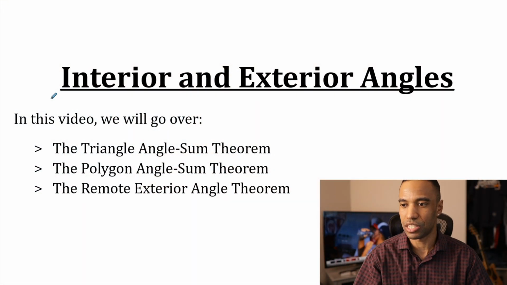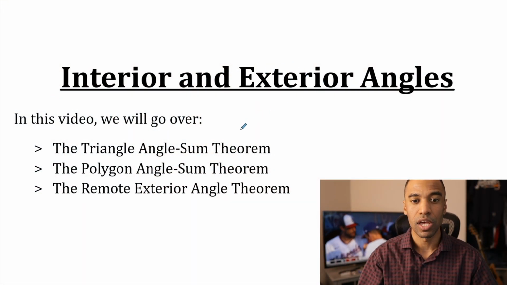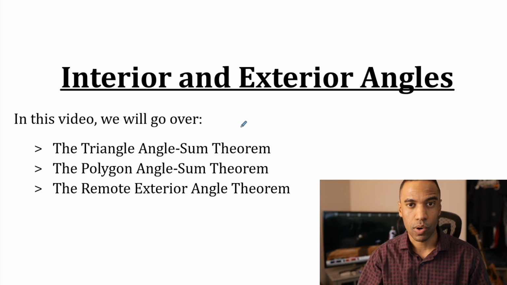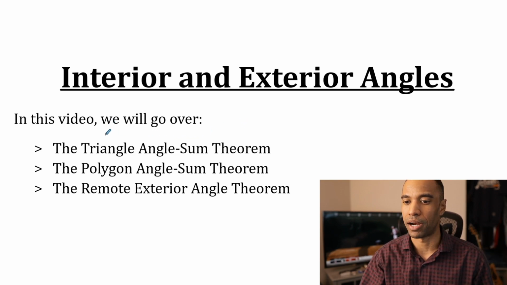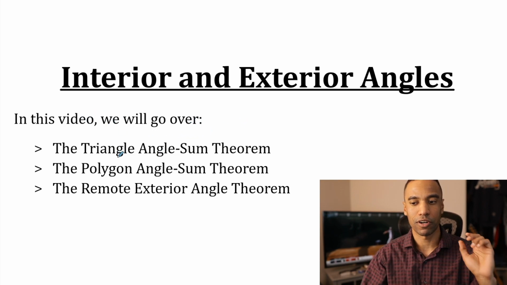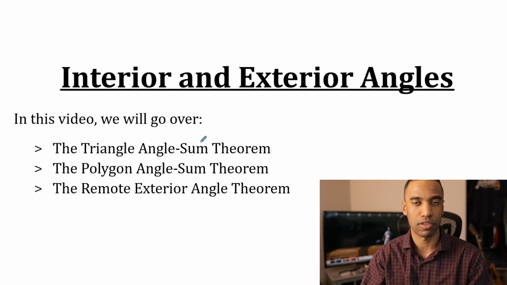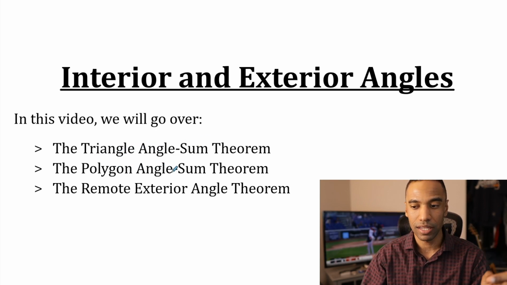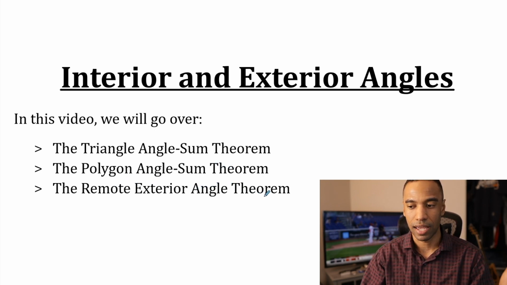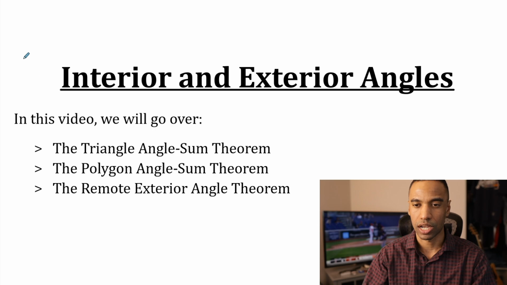If we look here on the screen, we are going to be referring to the interior and exterior angles of polygons, starting with triangles and moving on up from there. In this video, we will go over first what is called the triangle angle sum theorem. We'll do that very quickly. And then the polygon angle sum theorem. We'll do some examples on that. And the remote exterior angle theorem. One at a time. Check them off as we go.